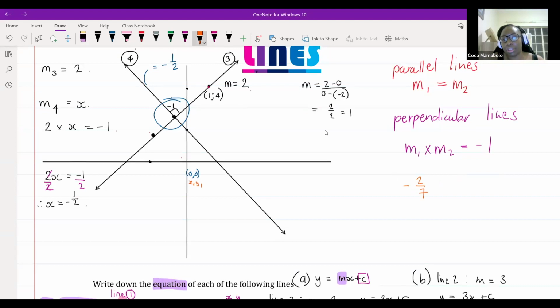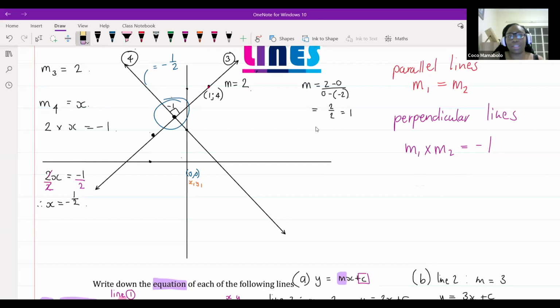Okay, so if I say to you guys that I've got a gradient, one of them is -2 over 7. What is the gradient of the other line that is perpendicular to it? What am I going to get over here? Together, they must give me -1. So this one is negative, so I'm going to make this one positive. And then I'm going to flip it over. I'm going to look at the multiplicative inverse. Positive 7 over 2. All right, are we seeing it, guys?